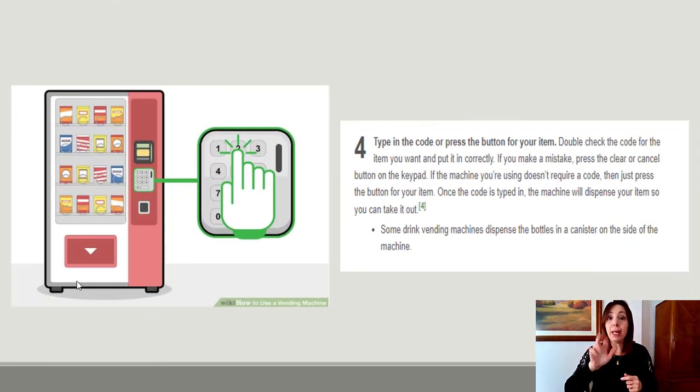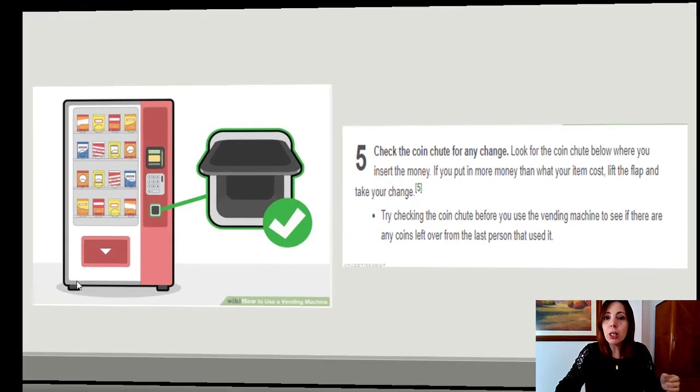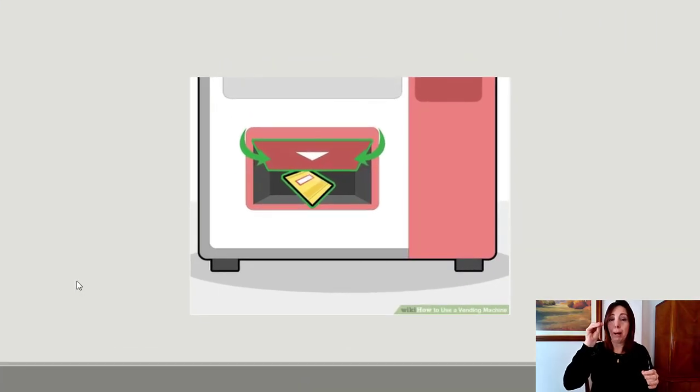Then you type in the code. Remember that first you look at the code? Okay, now you type in the code and press the button. Finally, you check the coin chute just in case you have some coin return and pick up the item from the tray.